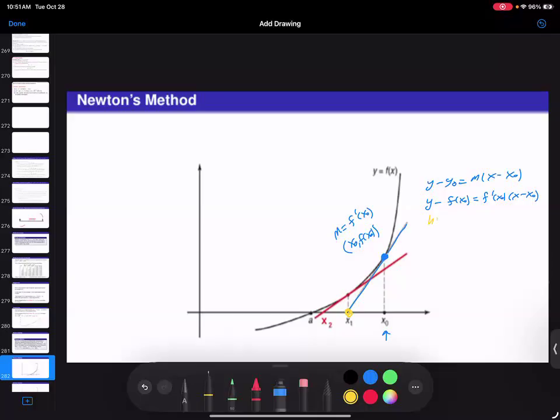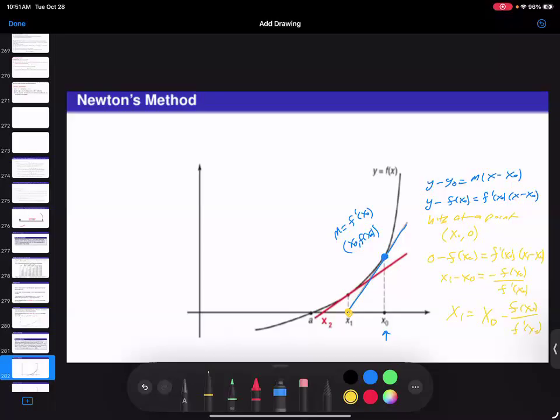And so it hits at a point that we'll call x1, and the y value is going to be 0 because we want it to hit the x-axis. So we would get 0 minus f of x naught equals f prime of x naught times x1 minus x naught. So x1 minus x naught is negative f of x naught over f prime of x naught. So x1 is x naught minus f of x naught over f prime of x naught.